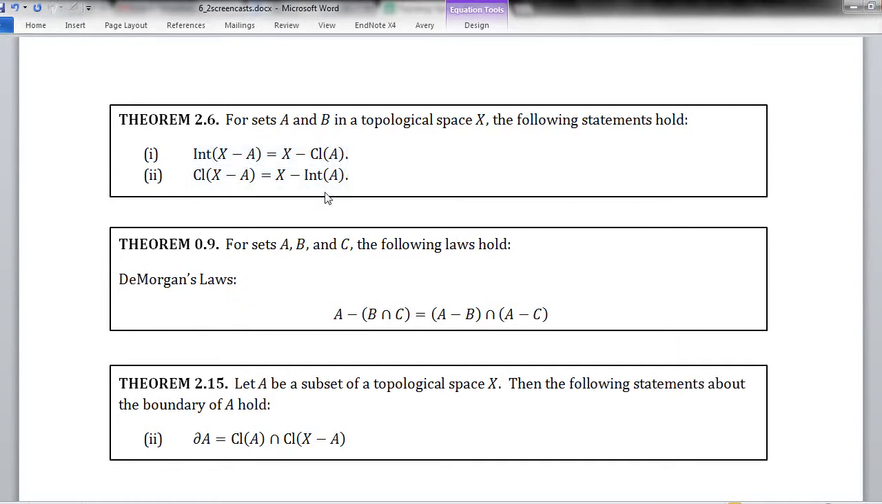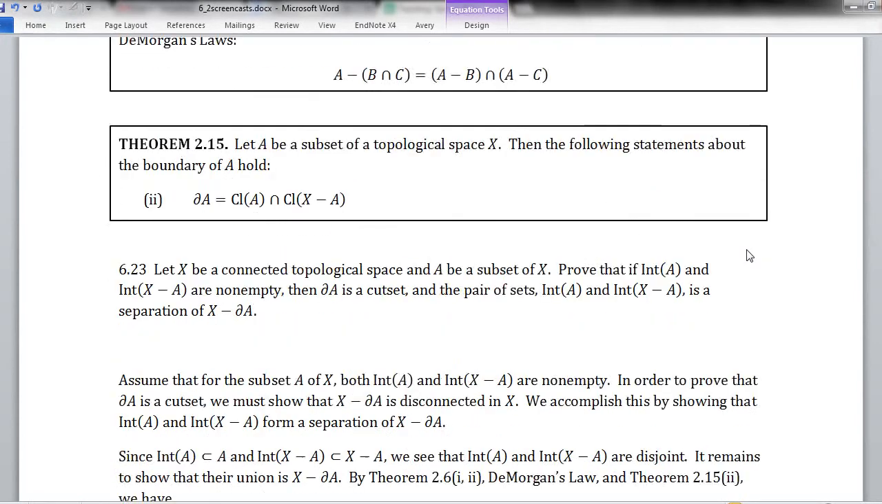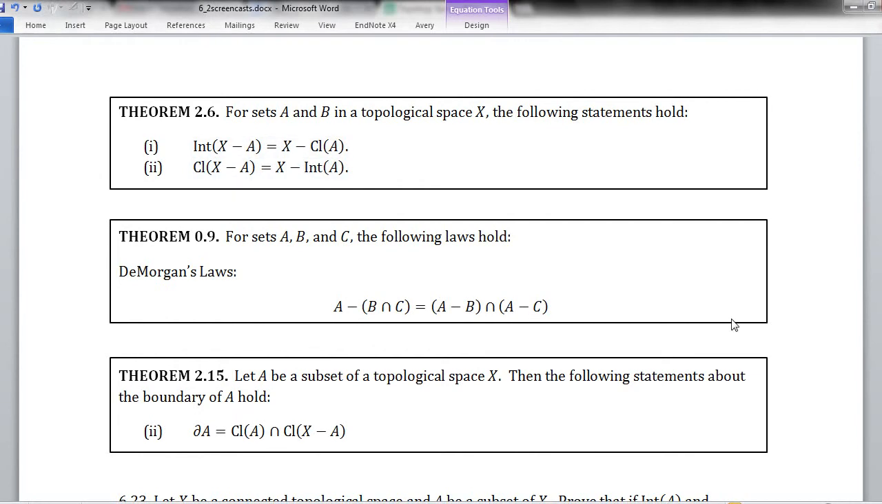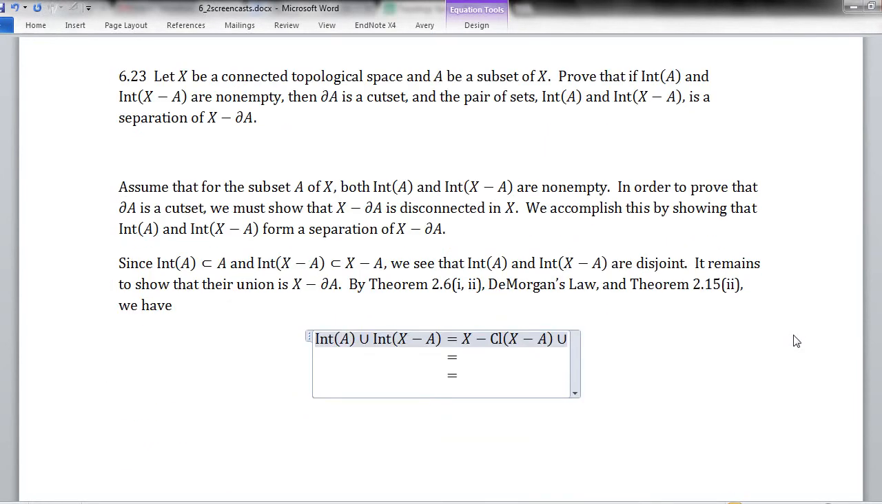And if I take the complement of both sides here in part 2, then I get that the interior of A is X minus the closure of X minus A. So let's replace the interior of A right here by what I just said, X minus the closure of X minus A. And then the interior of X minus A is just X minus the closure of A. Okay, I'm going to need some parentheses here around the two sets I'm taking the union of. Good. Now what do we do with that?